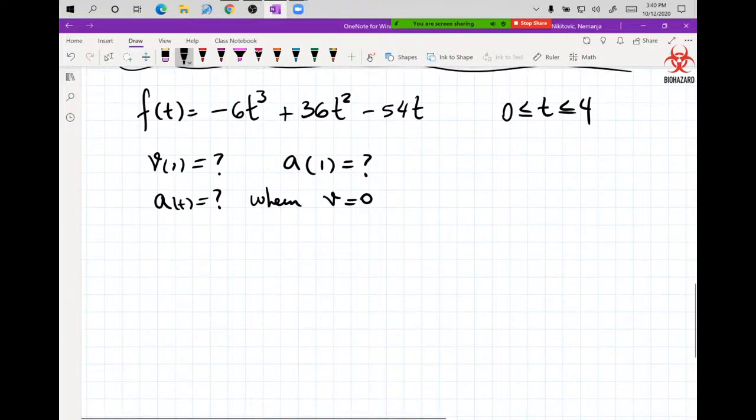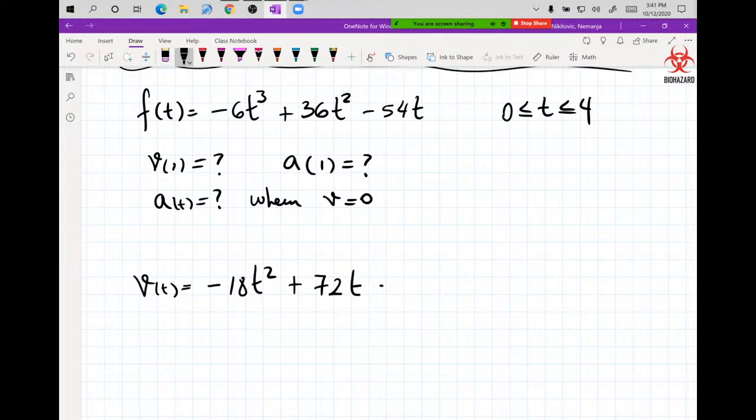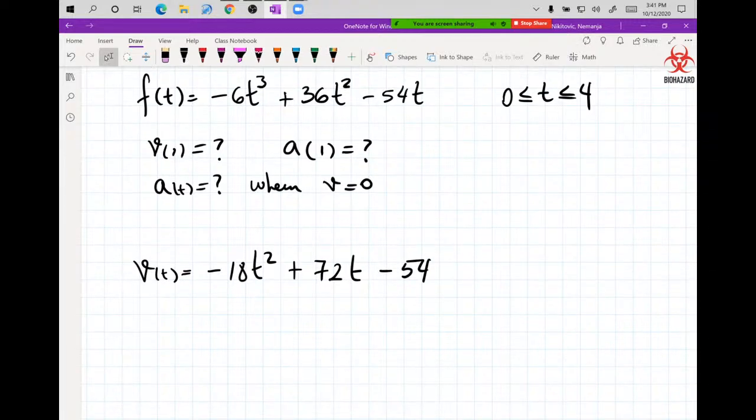All right, so let's take a look at this. We said in order for us to solve the velocity problems and so on, we just have to take derivatives. So the velocity function in this case is going to be negative 18t squared plus 72t minus 54. So that's our velocity function. And now we can calculate the acceleration function by simply taking one more derivative, which is negative 36t plus 72. So these are my formulas.